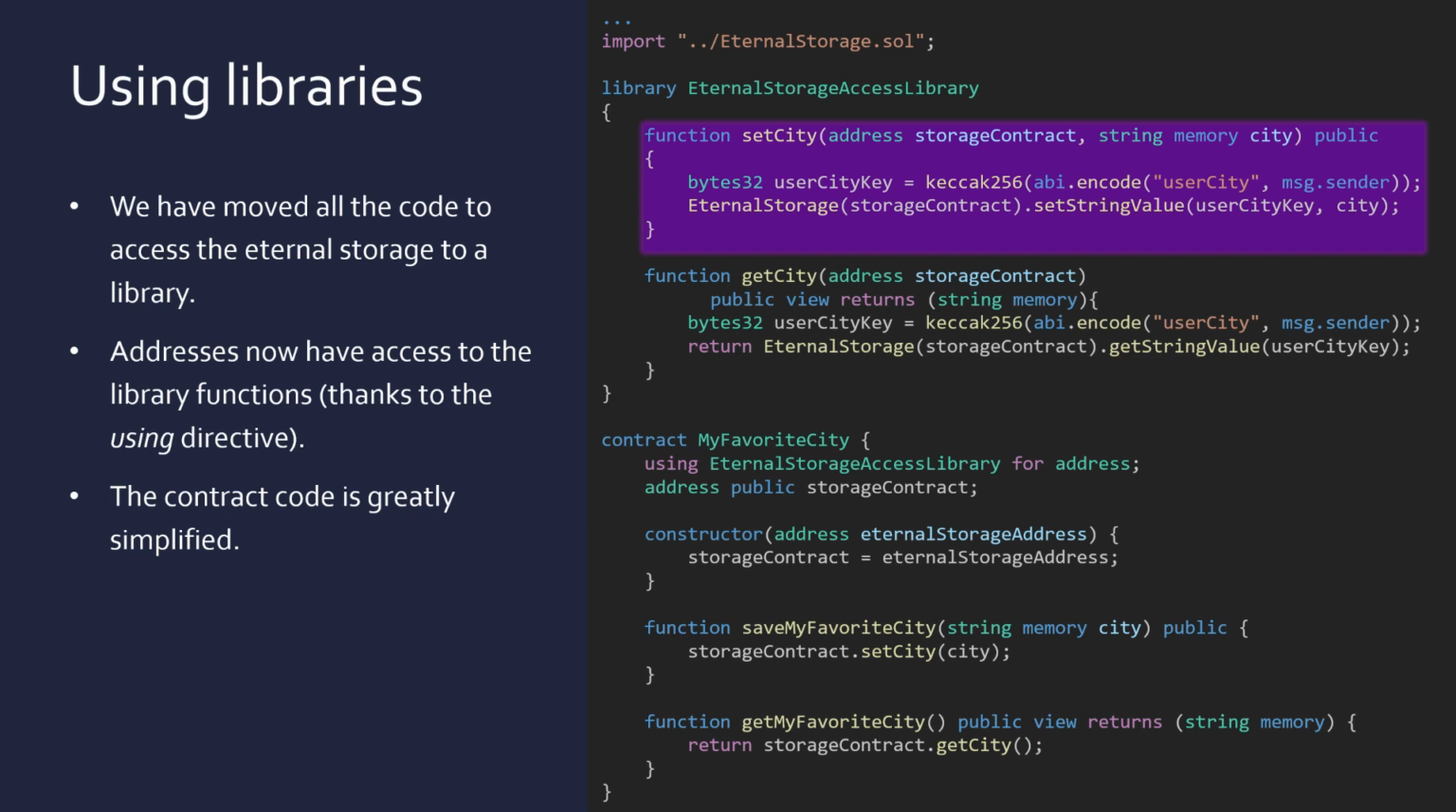Moving all the key generation, encoding and contract management to a library, and taking advantage of the using directive, we can make the code look as if the eternal storage address had methods to store and retrieve our data, greatly simplifying the code readability and improving the cohesion of the contract.